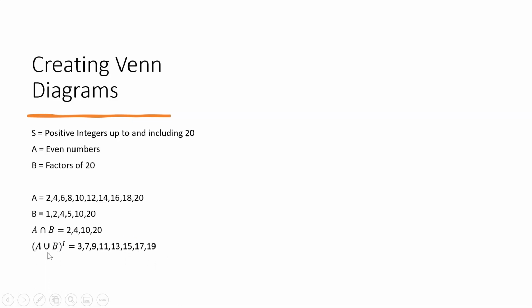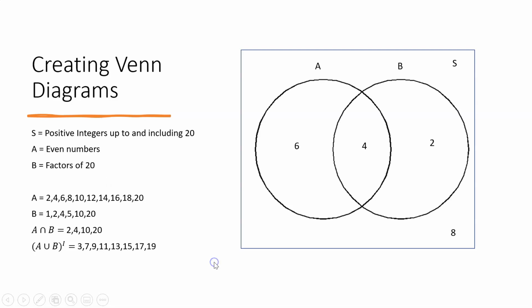And then outside of the union, remembering that means the complement. So outside of the union of A and B, we've got all these values, which is 1, 2, 3, 4, 5, 6, 7, 8. So they're all the values that are not an even number and not a factor of 20. Alrighty, so how do we put these into our Venn diagram?